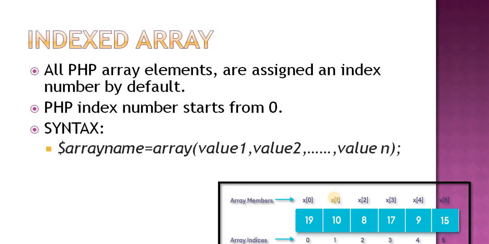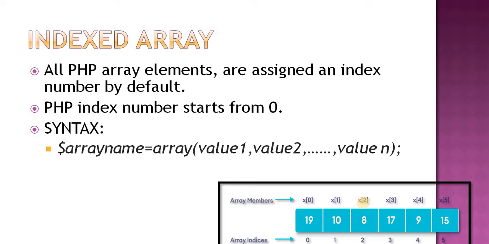If I want to refer to any particular element, I have to write the name of the array and the index number in square brackets. So if I want value 8, then I have to write x of 2. The square brackets are read as "of 2". Okay, so this is an array.